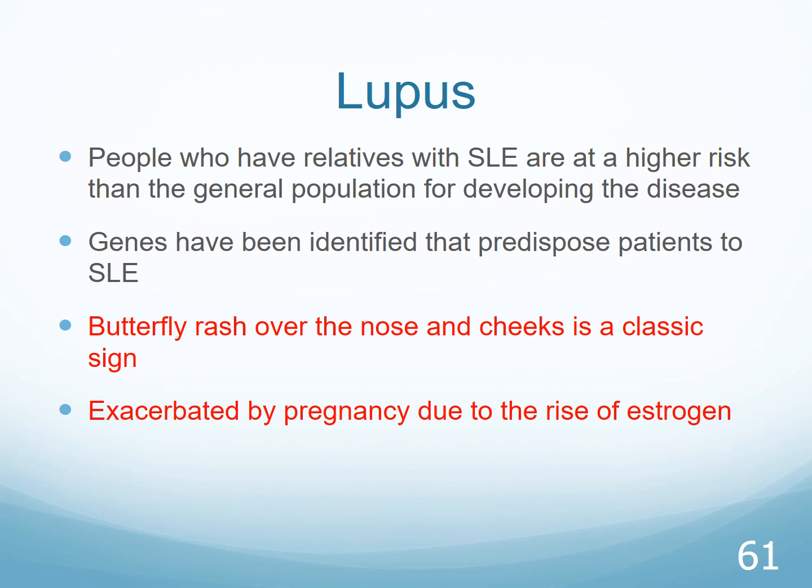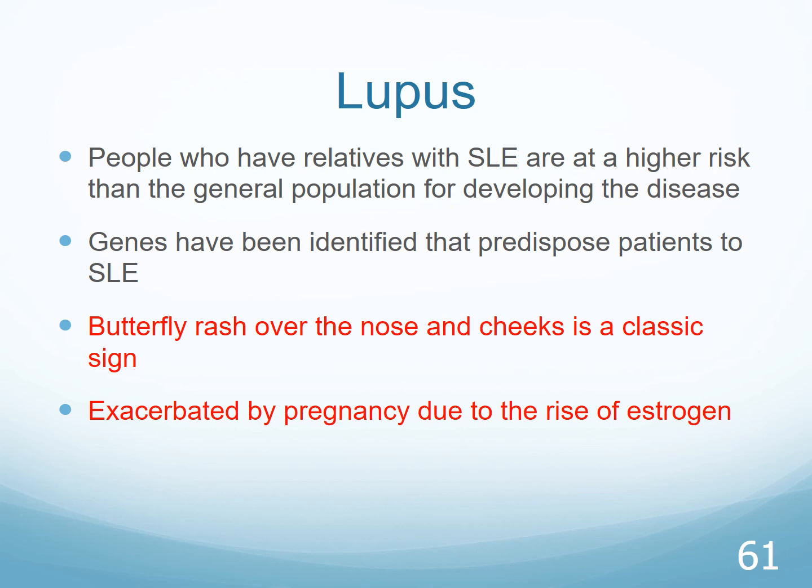So people who have relatives with SLE are at a higher risk than the general population for developing the disease. So again, this tells me that it lives in families. It will travel in families. Genes have been identified that predispose patients to SLE.